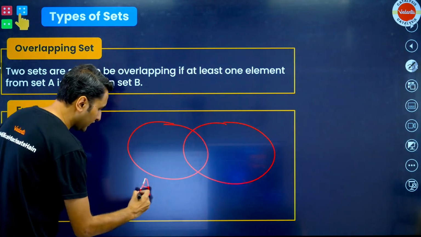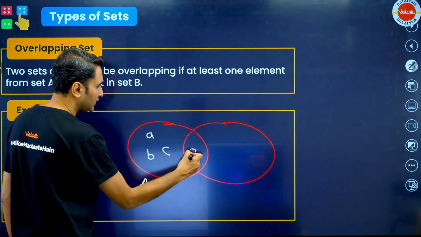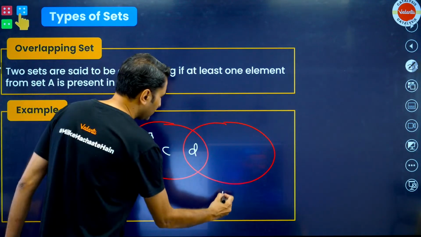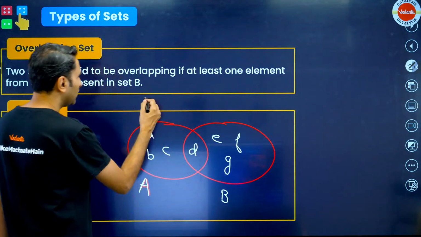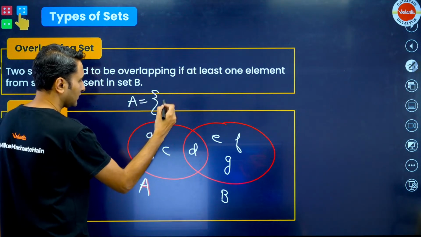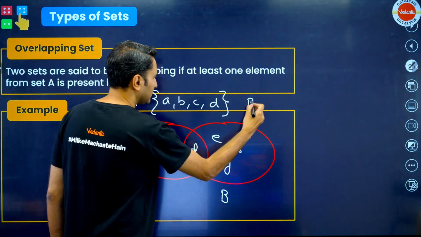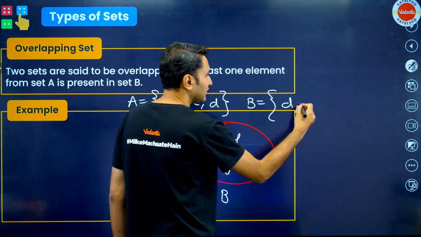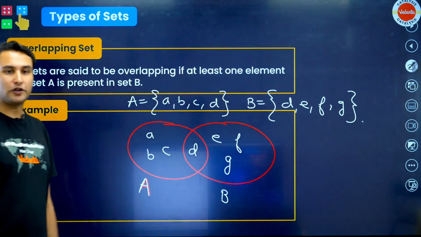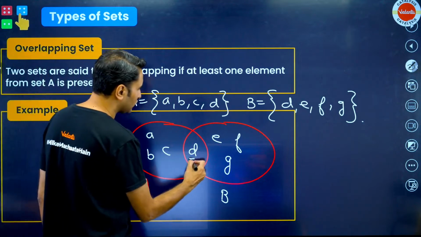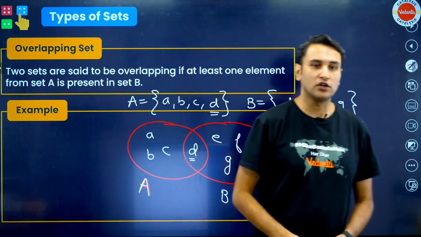Say in the set A, the elements are A, B, C, D. In the set B, its elements are D, E, F, G. So if I write this in the roster form, you will say A has A, B, C, D and B has D, E, F, G. Is there an element common between the two? Yes, there is an element D which is common between the two. Then we will call these two sets as the overlapping sets.